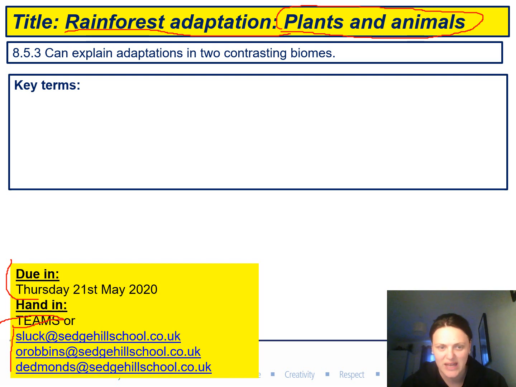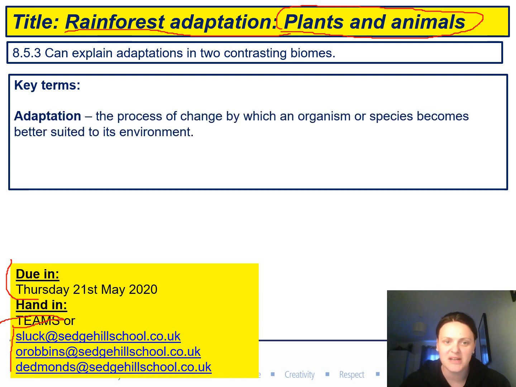Okay, here are your key terms, so write these down as we go and remember to pause the video. The first word is adaptation. This word is the process of change by which an organism or species becomes better suited to its environment. So how plants and animals have changed to survive in that place.